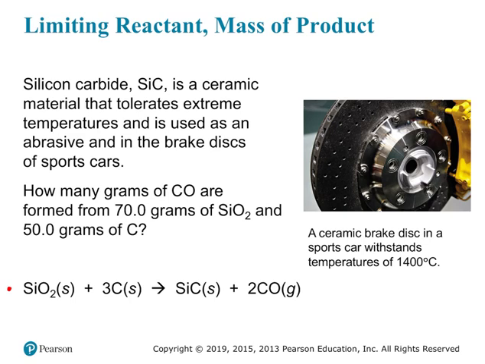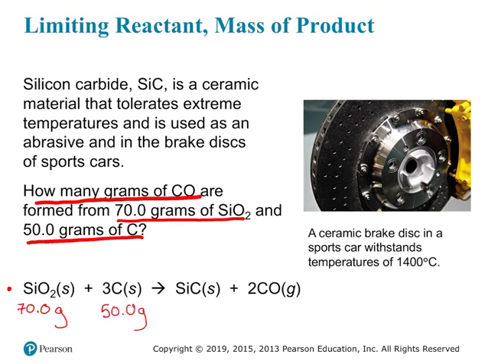So let's say we're trying to figure out how many grams of carbon monoxide are formed from 70 grams of silicon dioxide and 50 grams of carbon. Okay, so we're given that we start with 70 grams of silicon dioxide and 50 grams of carbon. And we want to figure out how many grams of carbon monoxide is formed. All right, so maybe we're trying to figure out how much of the byproduct is formed.